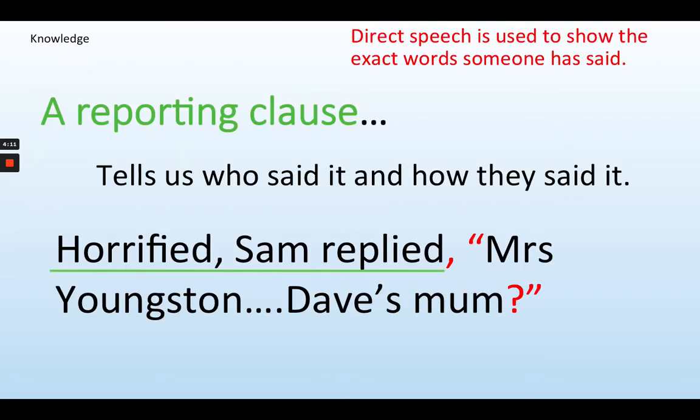Before we begin to use direct speech in our writing, we need to make sure we understand each part of a sentence with direct speech in it. My turn. A reporting clause. Your turn. Good job. Let's read. A reporting clause tells us who said it and how they said it.